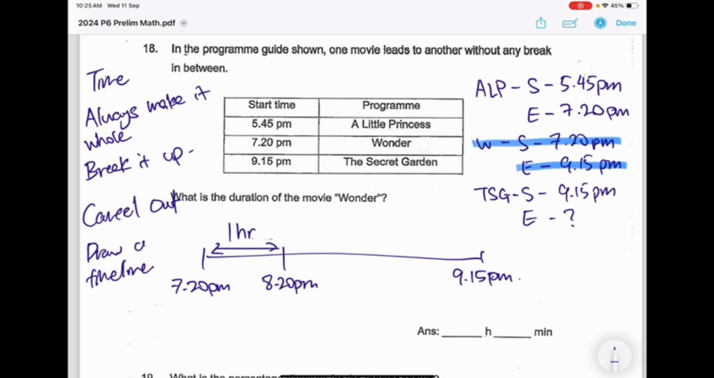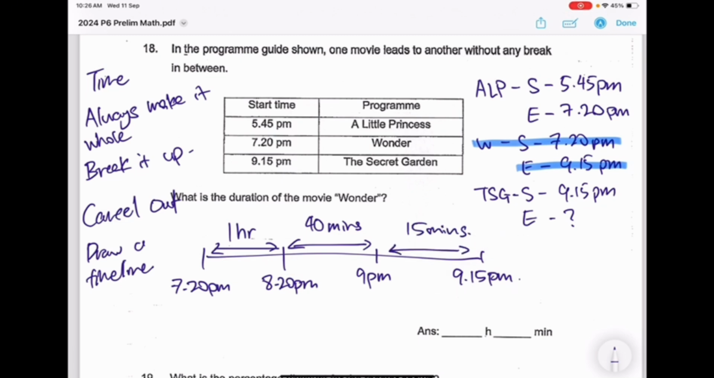Alright, so what we want to do is to make it whole first. I know that 8:20 is 40 minutes away from 9. So what I'm going to do is to break up this timing into 40 minutes first, knowing that it will be 9 p.m. From here, what we can do is just to simply say that from 9 p.m. to 9:15 p.m. is definitely 15 minutes. Are we understanding so far?